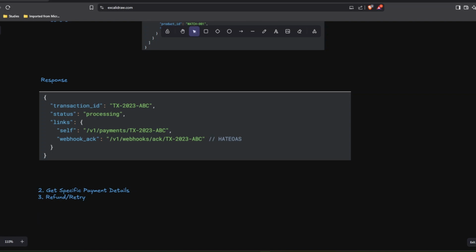Okay, now let's talk about our data model. Okay, our data models and database.